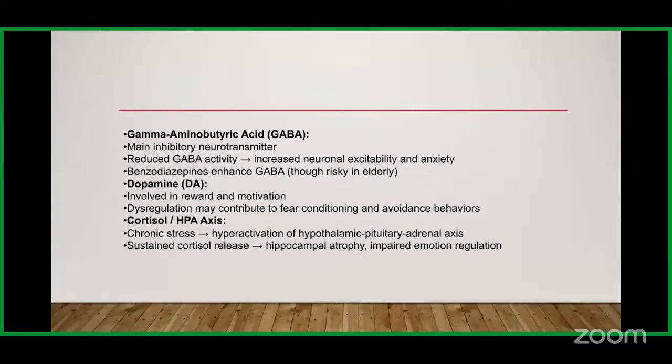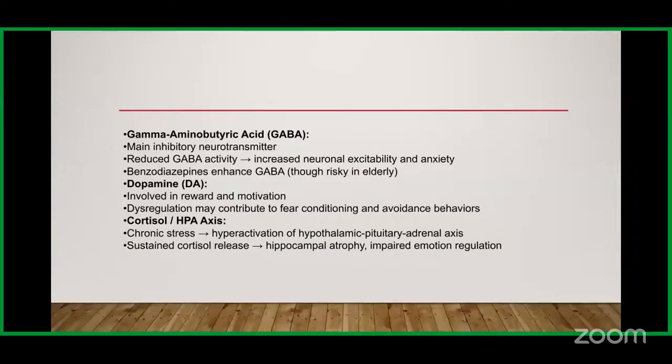Number three is GABA, or gamma-aminobutyric acid. It is a central inhibitory neurotransmitter. Reduced levels or reduced activity of GABA leads to increased neuronal excitability and anxiety. Therefore, benzodiazepines that enhance GABA can be used. However, they're not frequently used in elderly because of their side effects.